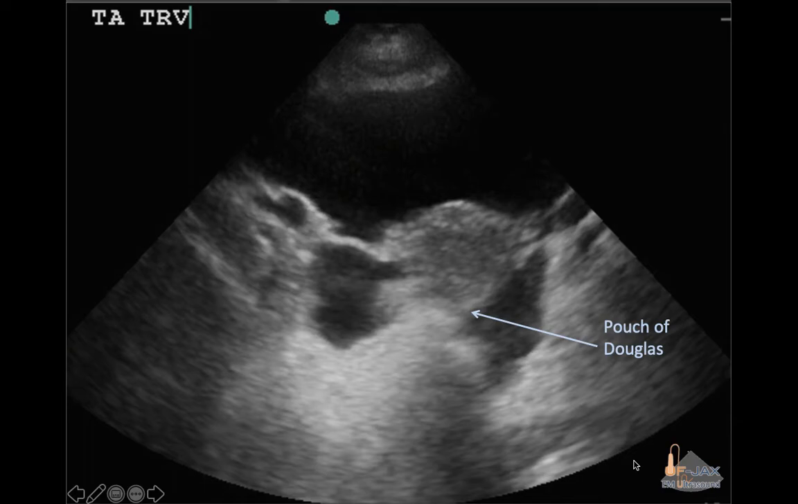Here is what a positive FAST exam picture of a transverse view of the pelvis looks like. Notice that the uterus appears to be floating in fluid, and that the pouch of Douglas is completely full of free fluid. You'll notice that the edges are very sharp and spiculated. That's the best way to tell if the fluid is contained or is free floating.